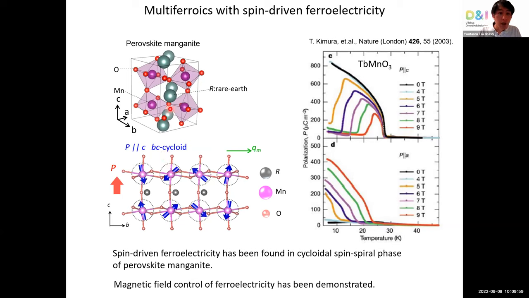This perovskite structure has some d electrons, and the local magnetic moment on the manganese ion is ordered at low temperatures. Okay, so this terbium manganite has a cycloidal spin phase at low temperature. Upon this phase transition to the spin spiral phase, spontaneous polarization emerges, and they demonstrate even the magnetic field control of the spontaneous polarization.